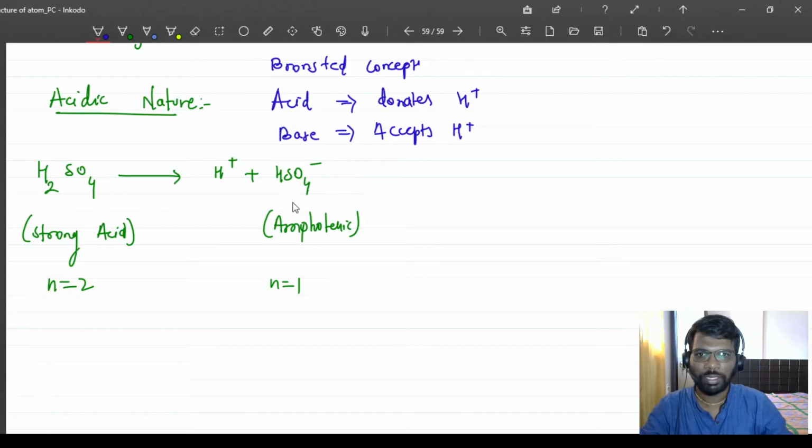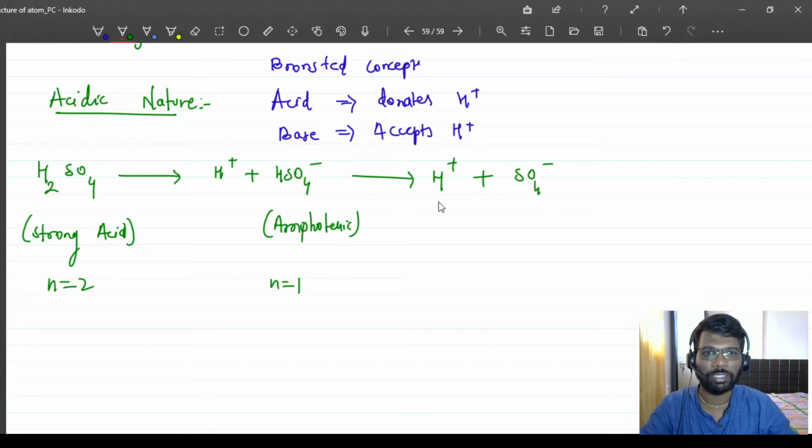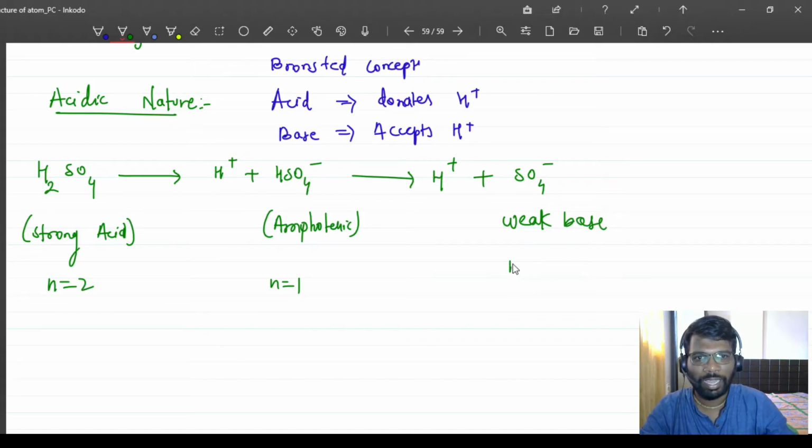And it still has one hydrogen. If it loses its hydrogen, then it will change to SO4 2 minus. So if this reaction goes backward, at that time this acts as an acid, and in the forward direction this will act as a base. And the product we get is a weak base over here, and n is equal to 0. There are no hydrogens to give. Okay, this is about H2SO4.